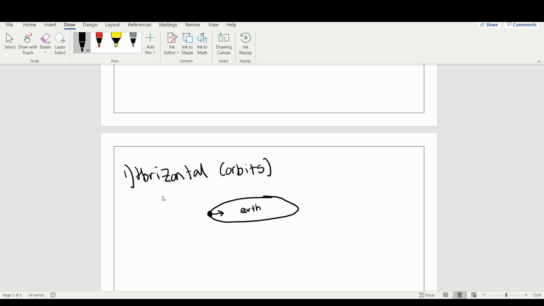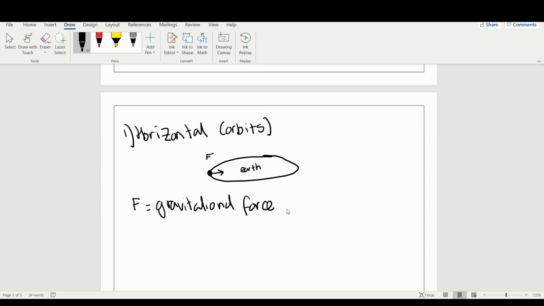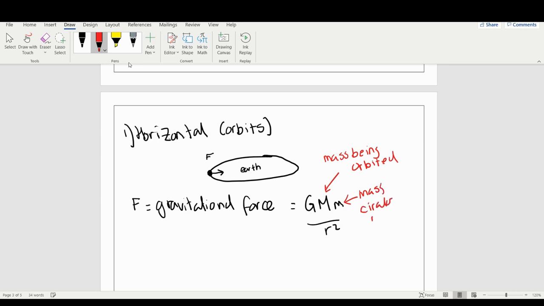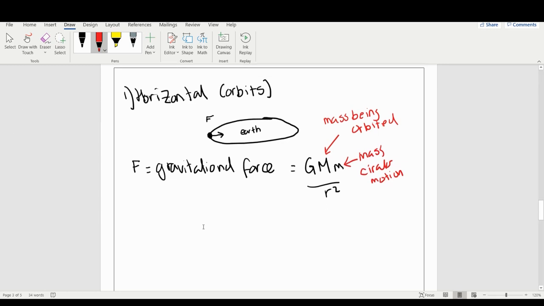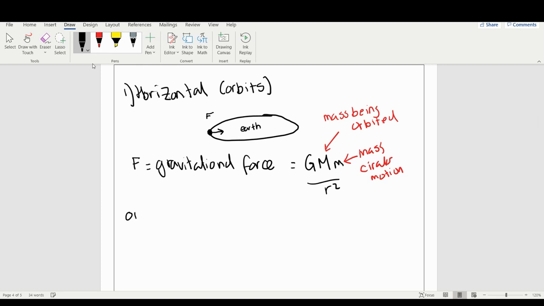So I'm just going to call this the force. The force is actually the gravitational force. Okay, so in this case, the F is the gravitational force. So this is actually the force pulling it to Earth due to gravitation. And it's represented by this formula here, GMm over R squared, where M is the mass being orbited, and m is the mass under circular motion. So in this case, this is quite unique, that the only force is the centripetal force.